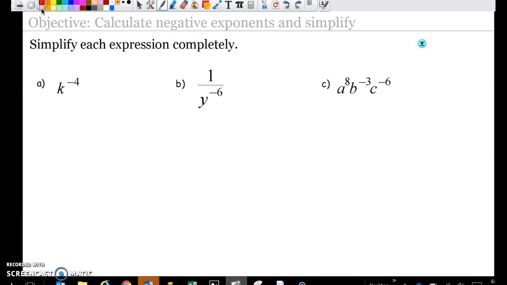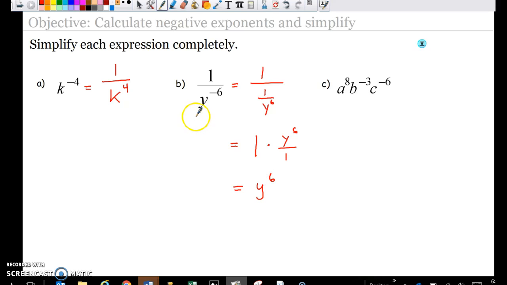Let's do some examples. K to the negative 4th. Well, negative exponents simply mean the reciprocal of the positive exponent, 1 over k to the 4th. In letter B, 1 over y to the negative 6 would be 1 over the reciprocal of y to the positive 6, which is y to the negative 6. So if I divide by a fraction, you flip and multiply, which is just y to the positive 6.